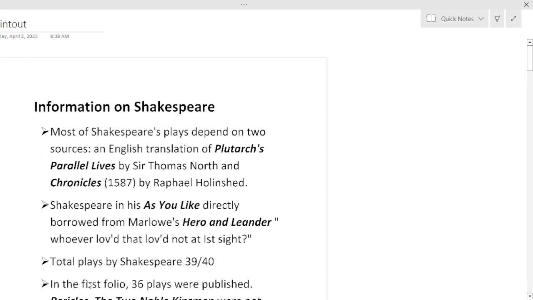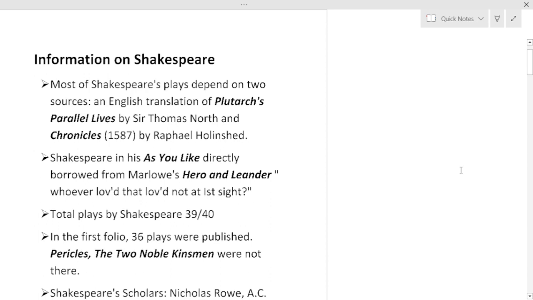Now we will discuss some important information regarding Shakespeare. Here I have collected some information on Shakespeare, and if you find more, you can add it with your comment below.